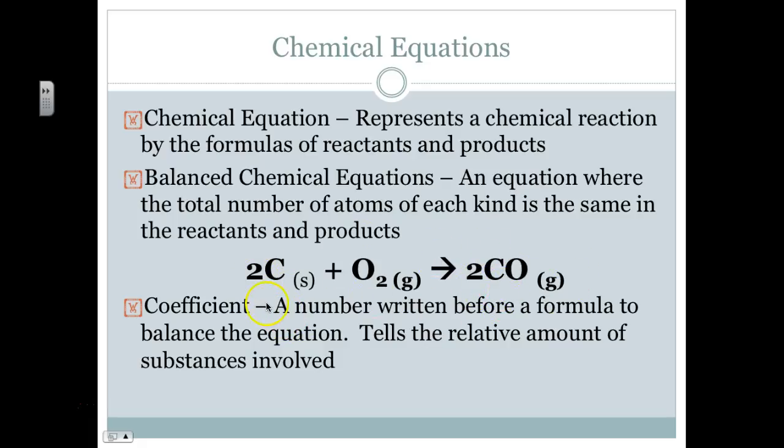These big numbers in front are known as a coefficient. It's a number written before a formula to balance the equation. It also tells you the relative amount of substances involved. These coefficients are actually very, very important.